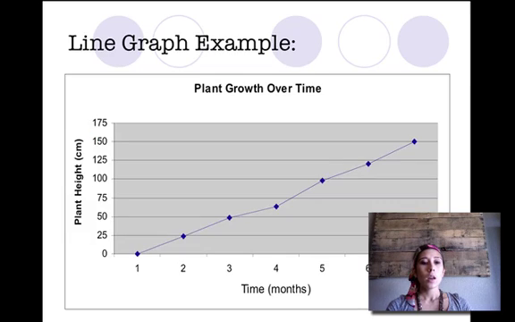Okay. So here's how we graph it. We would graph it as a line because, like I said before, we're dealing with numbers versus numbers, and we can see over time, which is our independent variable on the x-axis, that the plant has actually increased in its height. And in this case, we have a positive correlation because as time increases, so does the height of the plant.